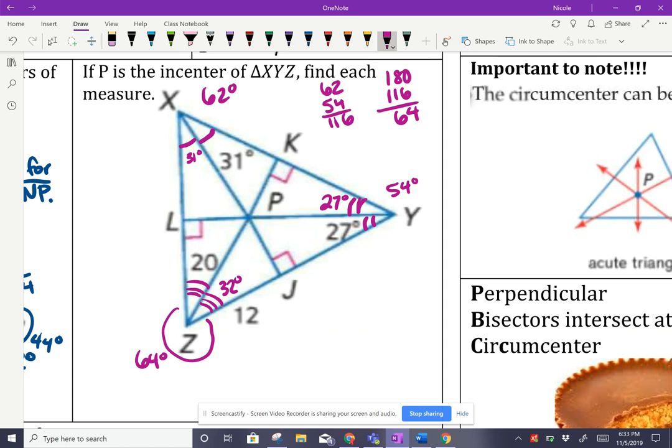And then don't forget, we have no other information. We're just trying to find the angles because we don't know any side lengths that are going to help us find anything else. We do know that KP is going to be congruent to LP and JP, but we have no lengths there. So we're good. We are done. We found our angles that were missing. This is also 32 degrees and we're all set.